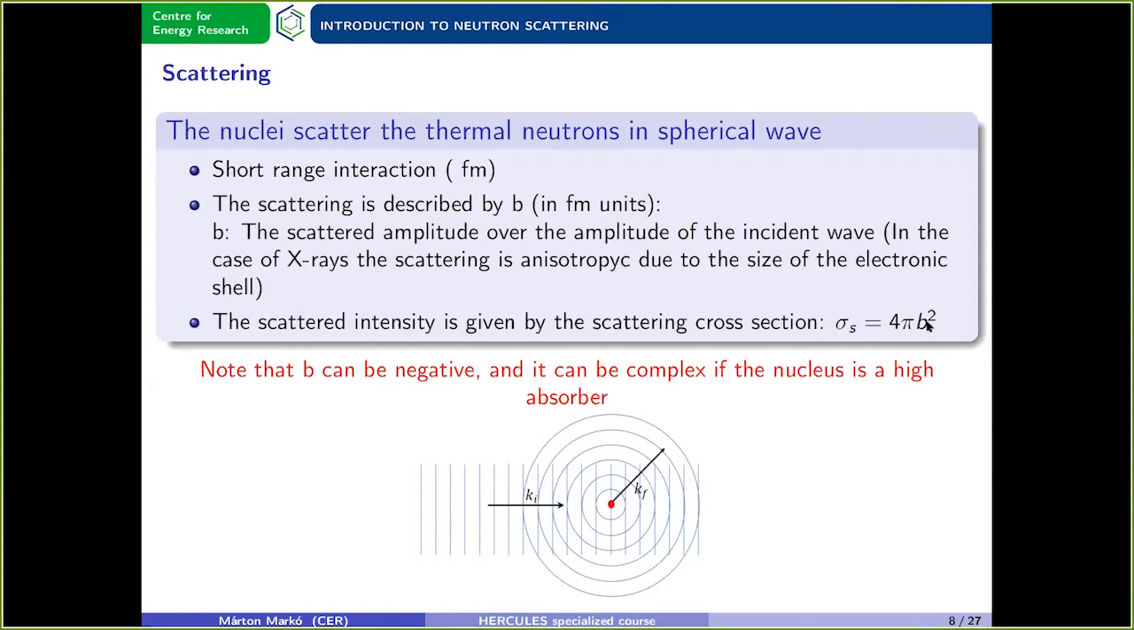For neutrons, B can be negative, which means that during the scattering there is a phase change, actually with the pi, and it can be also complex if the nucleus is the high absorber.